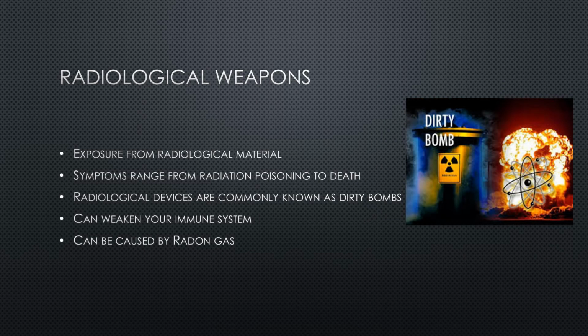Next, we have radiological weapons. Also referred to as dirty bombs, they are an explosive device that disperses radiological material. Exposure from a radiological material will result in radiation poisoning and later both cancer and death. Radon can be found in the ground all over the world. It can be a problem because it will seep in through the ground, through your house's foundation, and expose you without you knowing.